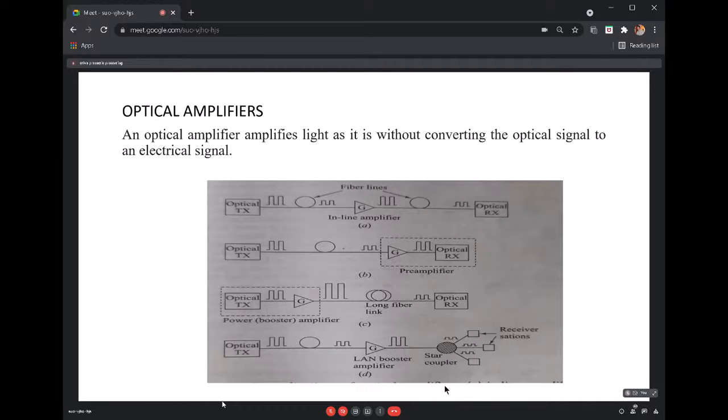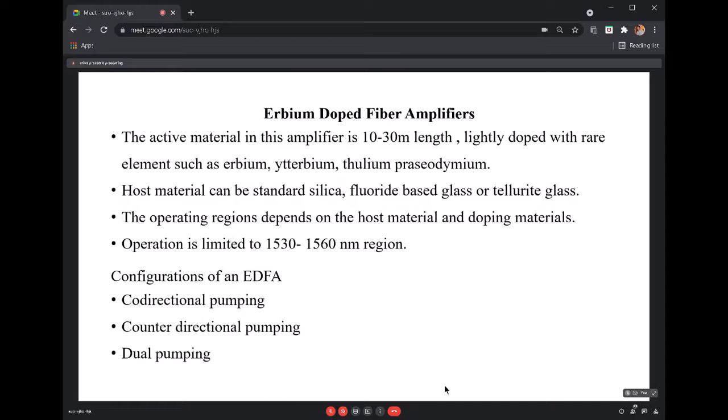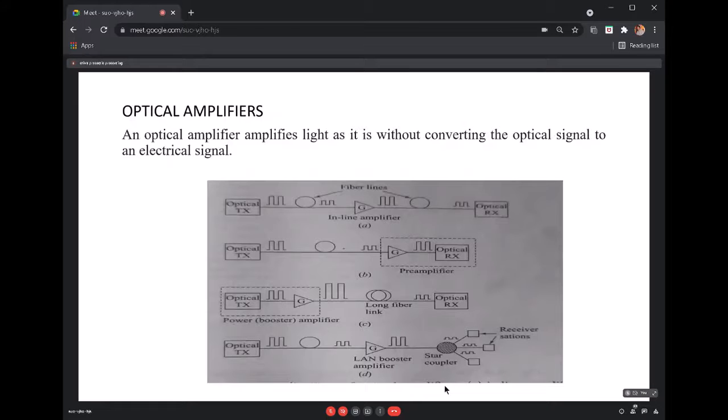So there are different types of amplifiers, and they are classified. They are semiconductor optical amplifiers, doped fiber amplifiers, DFA, and Raman amplifiers. These are the three amplifiers which I have mentioned here, I feel. Okay. So like that, different amplifiers are there. Here we will be discussing one type of amplifier in the next slide.